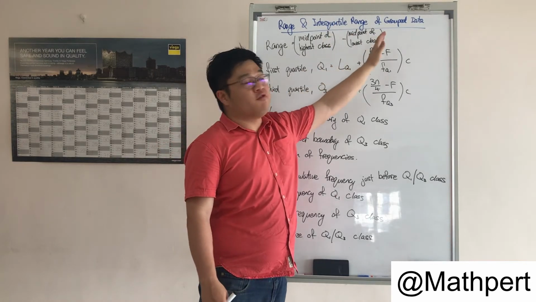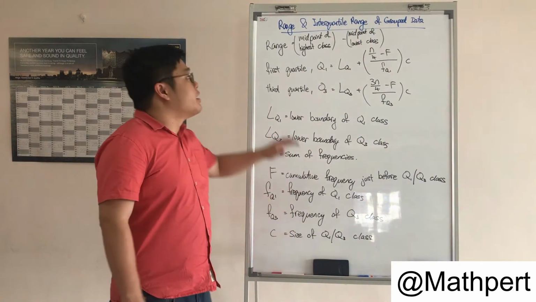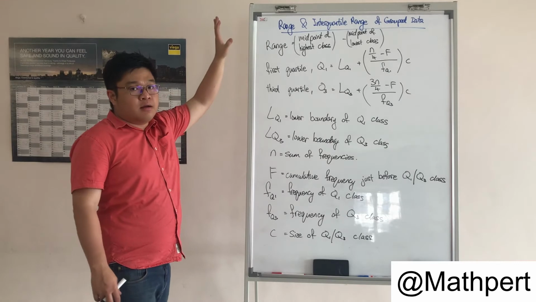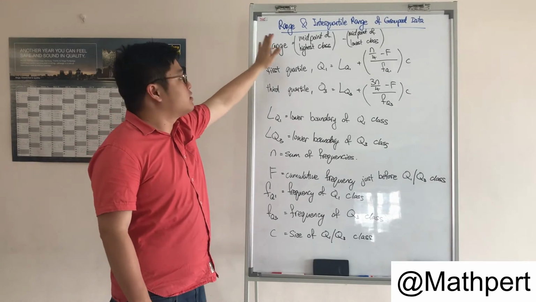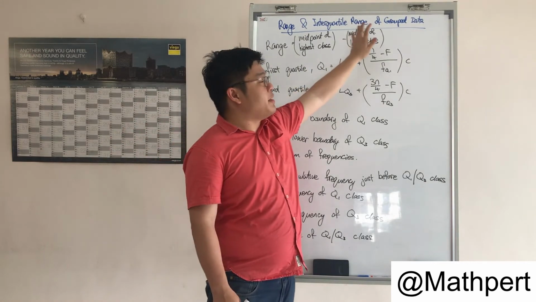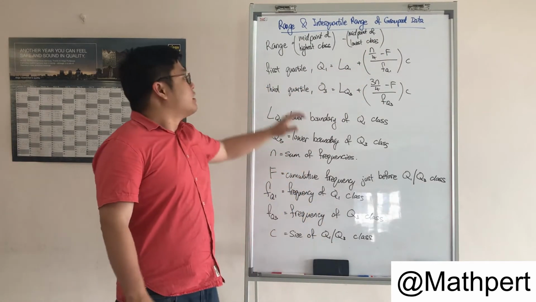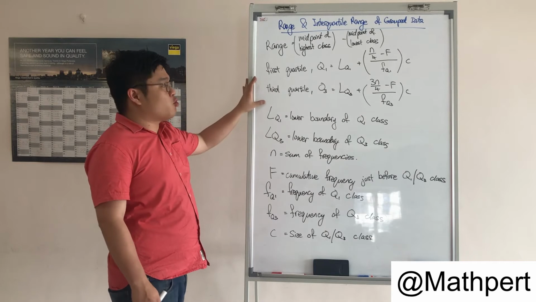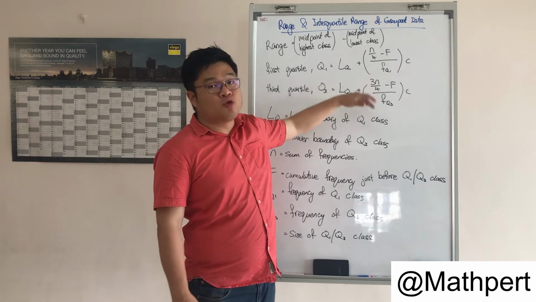Interquartile range of group data. Alright, in group data, how do we find the range? Range is equal to the midpoint of the highest class minus the midpoint of the lowest class. Then for the first quartile and third quartile, there's a formula for each of these.